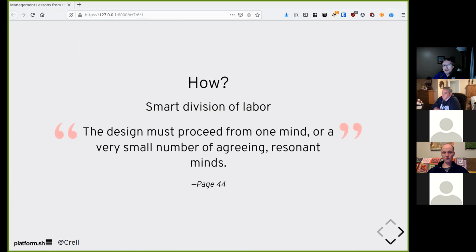Brooks argues that the design must therefore proceed from one mind or a very small number of agreeing resonant minds. Not groupthink, but avoiding conflict think. And there's 2 different ways that Brooks offers to accomplish this. One is a surgical team, where the builder does nothing but build, and they have a staff whose job is to keep everyone else away and let them just do that.